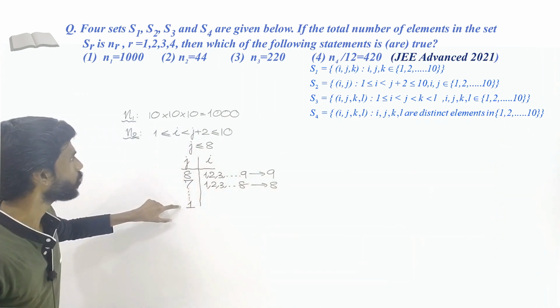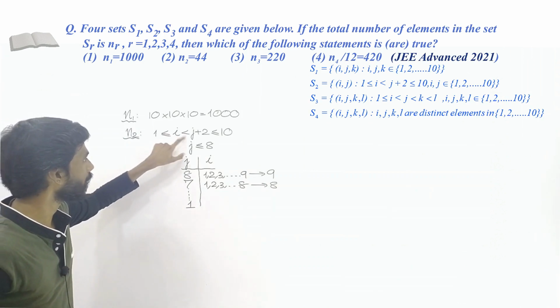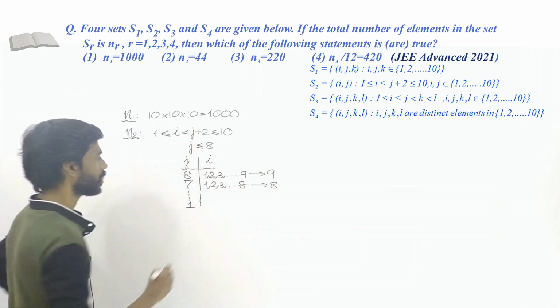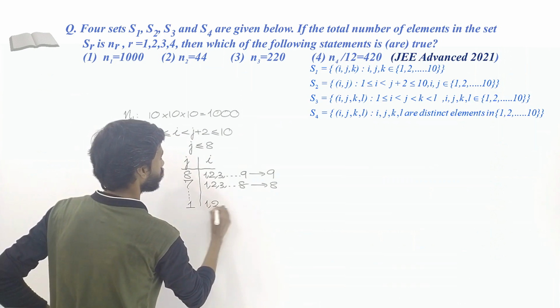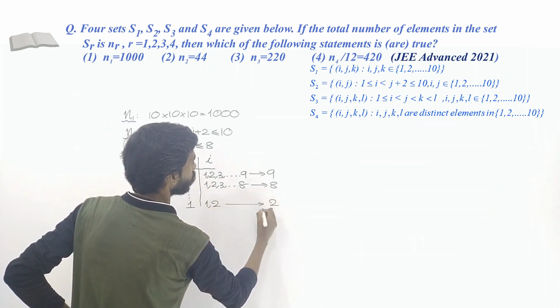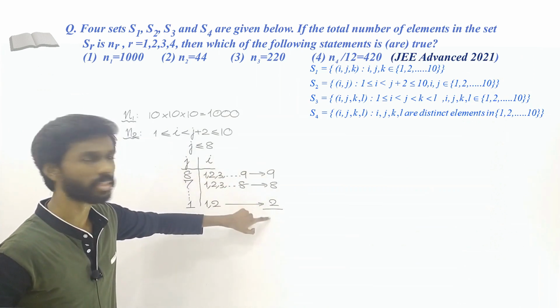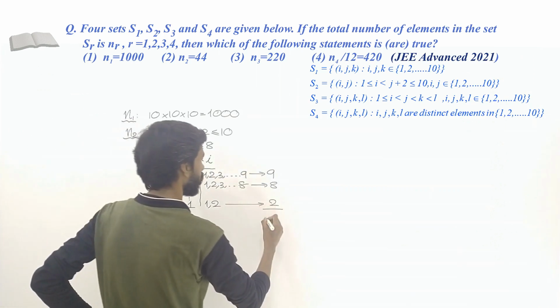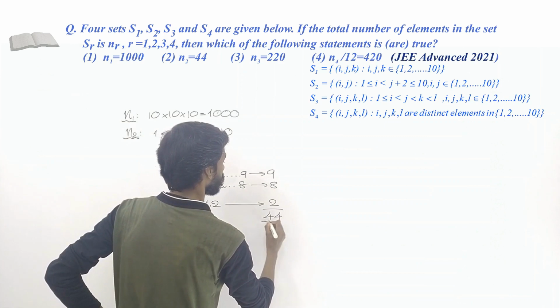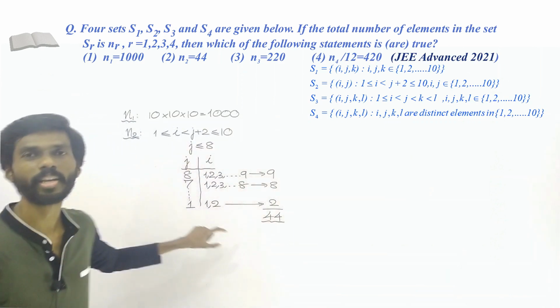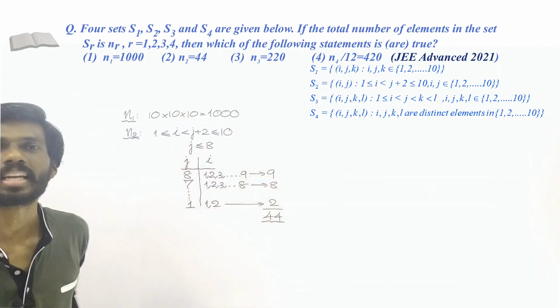The least value of j is 1. So i is less than 1 plus 2, 3. So i is less than 3, and it can take values 1 and 2. So this has 2 cases. If you add all this, we get 9 plus 8 plus 7 plus 6 up to 2. That is 45 minus 1, right? 44. So 44 is the value of n2, the number of ways to form the set S2.